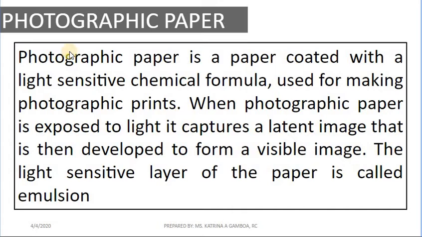Okay? So, photographic paper is a paper coated with a light-sensitive chemical formula. Meron din tong silver halides. Used for making photographic prints. When photographic paper is exposed to light, ayan, it captures a latent image that is then developed to form a visible image. The light-sensitive layer of the paper is called emulsion.